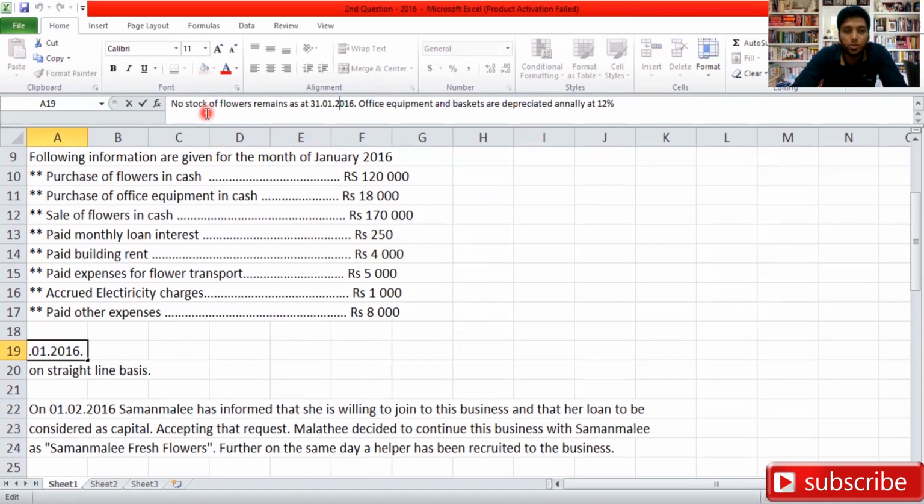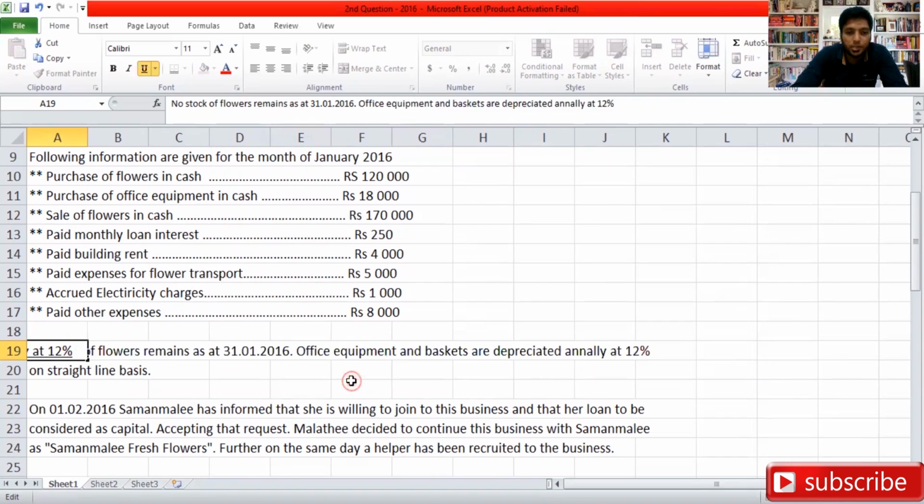You can mark also no stock. Flowers remain as at 31st. I underline that. Then I'm moving on to the baskets are depreciated. Office equipment and baskets, very important term, are depreciated annually at 12%.